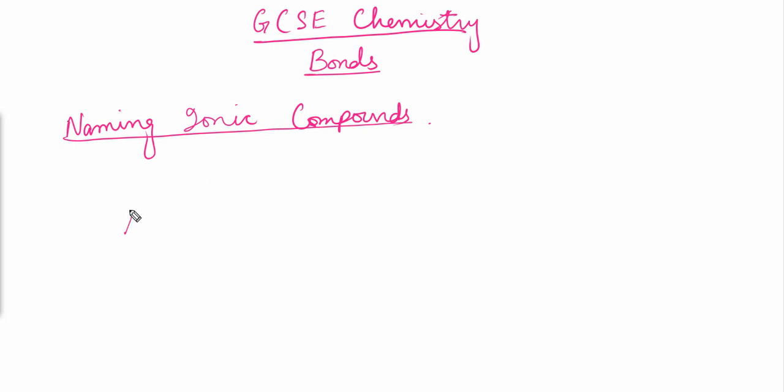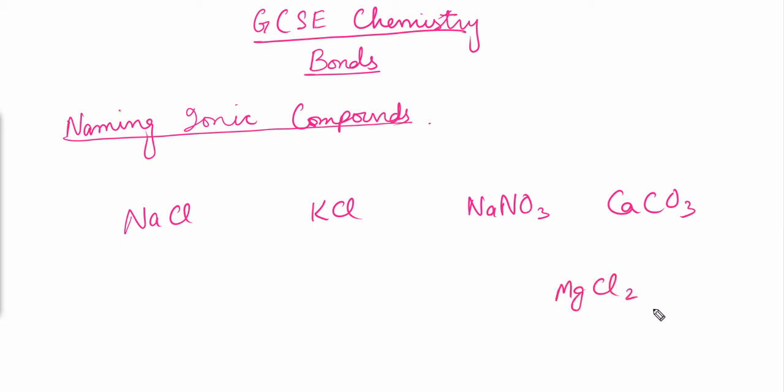So NaCl, KCl, NaNO3, CaCO3, and one more, I'll write it here, MgCl2. Okay, so you see in the ionic compounds, the first atom is usually the metal, and the other atom will be the halogen or some polyatomic ion. So in order to name them, we'll write the name of the metal as it is. So this is sodium, so we'll write sodium.